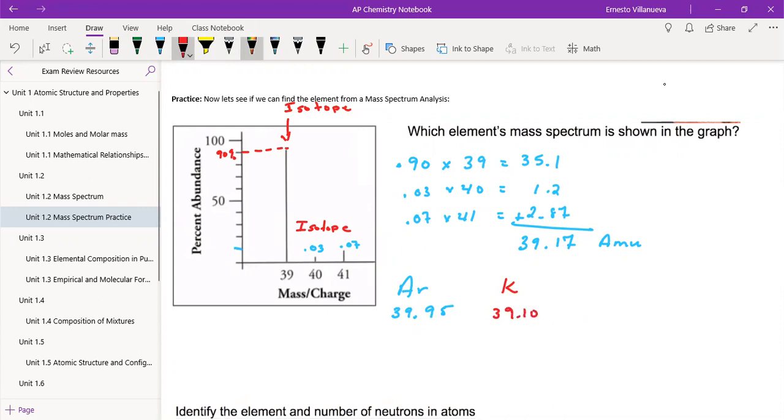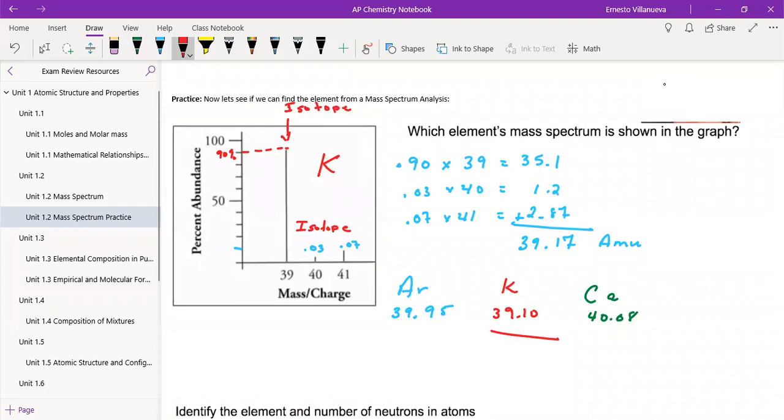And then we got calcium, which is 40.08. Now, we're not going to get perfect, but we can get pretty close. And for me, the answer is clearly potassium. Argon's a little bit over by about 0.8, and calcium is already in the 40s. So the answer for this problem would be that this spectra is showing you the element potassium.